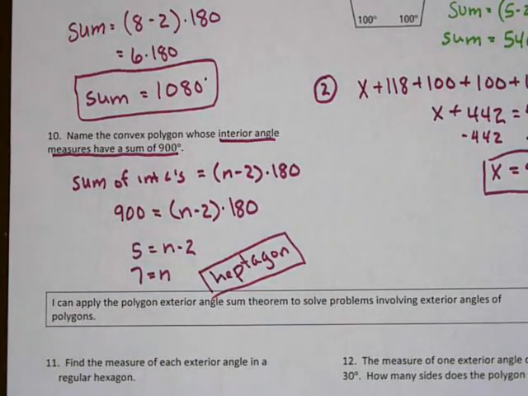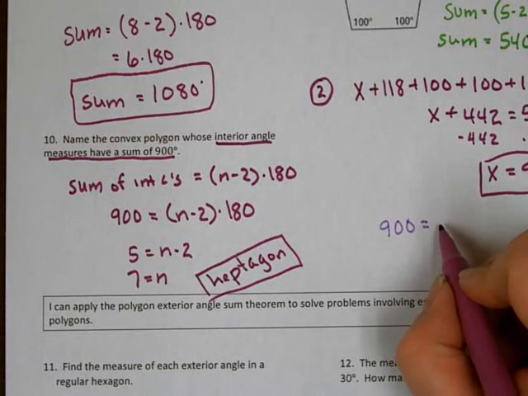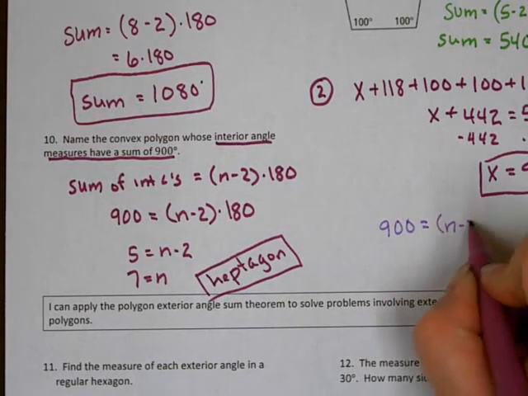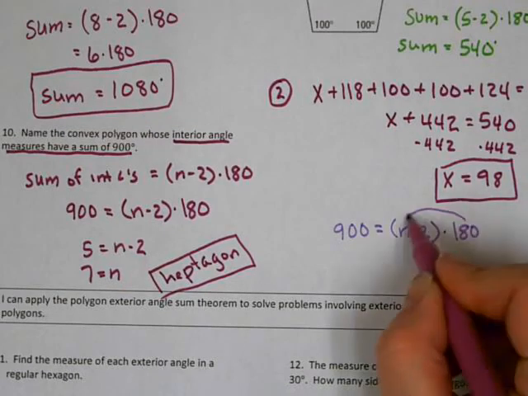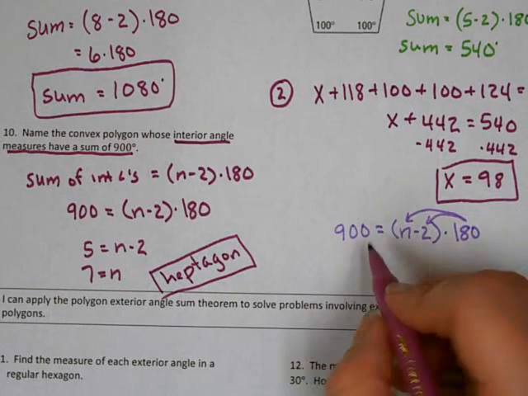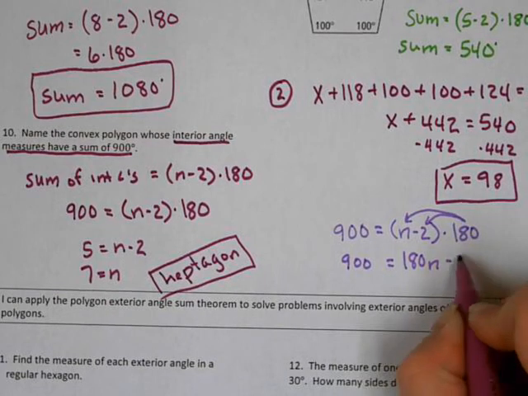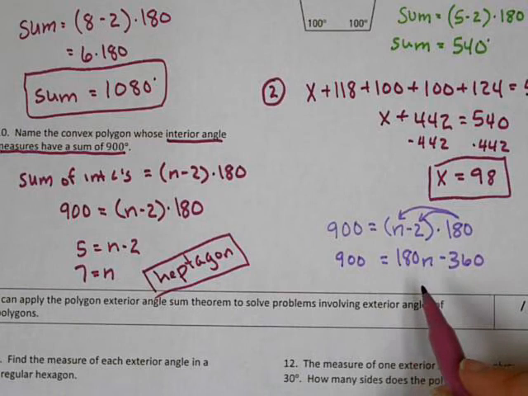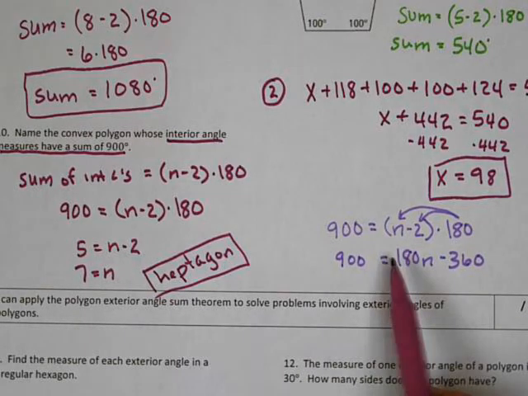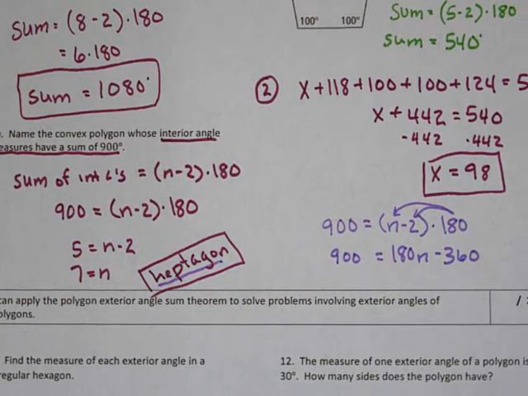I'm going to show you guys really quickly the other way to solve this if you wanted. So you'd have 900 is equal to n minus 2 times 180. If you want, you can distribute the 180, so we get 900 is equal to 180n minus 360. And then you can just add 360 and divide by 180. Either one of these methods will work, and you'll still get to n equals 7, which will get you an answer of heptagon overall. Okay?